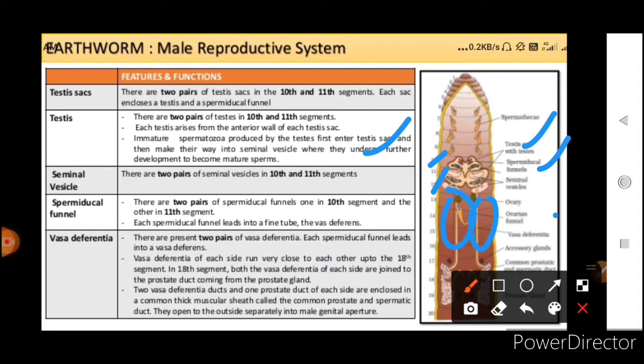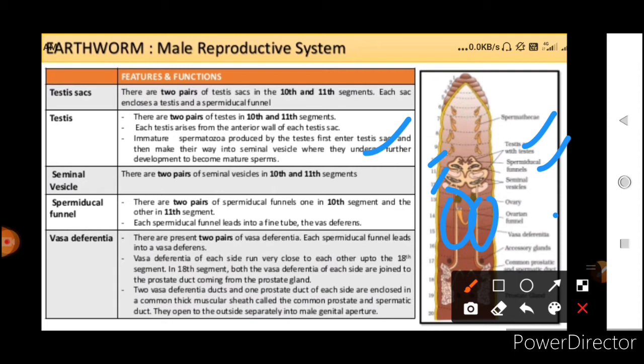The vasa deferentia of each side run very close to each other up to the 18th segment. In the 18th segment, both vasa deferentia of each side are joined by the prostatic duct coming from the prostate gland. Two vasa deferentia ducts and one prostatic duct of each side are enclosed in a common thick muscular sheath called the common prostatic and spermatic duct. They open to the outside separately into the male genital pore.